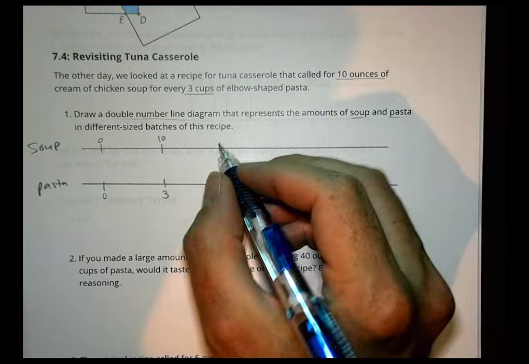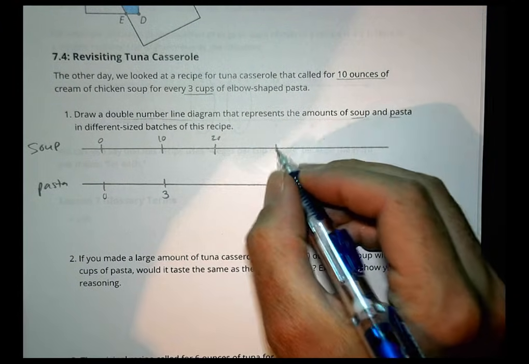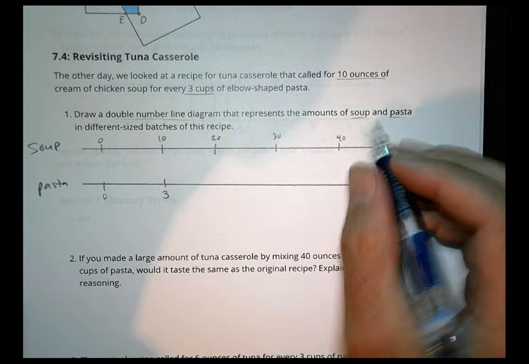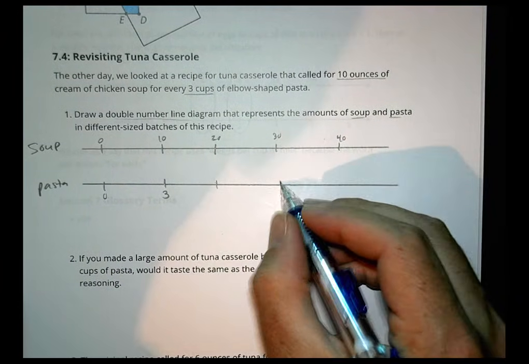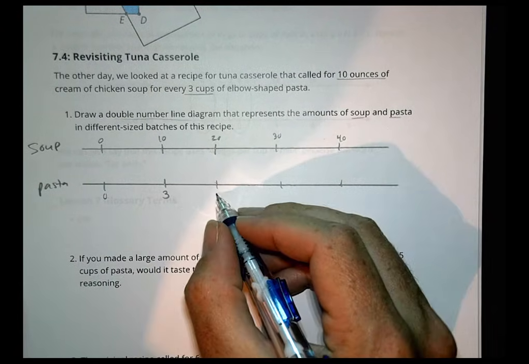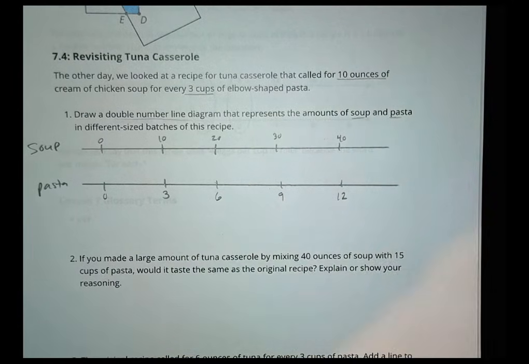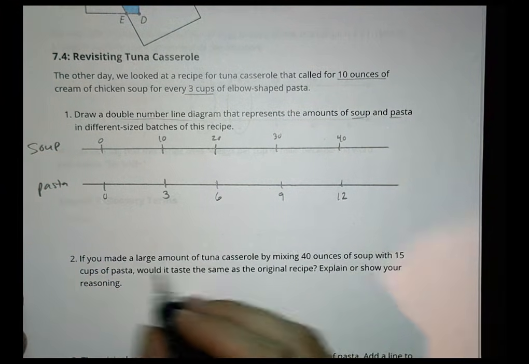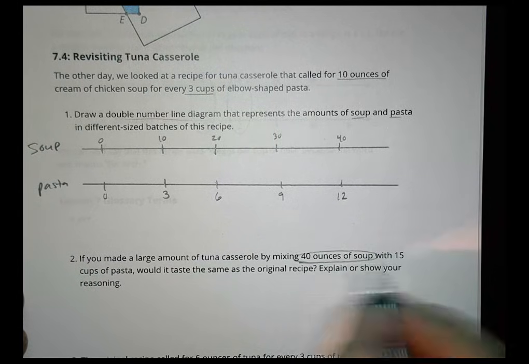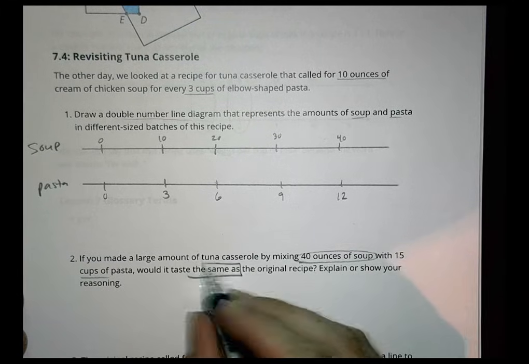I could continue that around and say let's go with 20, let's do a 30, and let's do a 40. Let's do a lot more there, right? So by 10, here we're counting by 3, and with 3, 6, 9, and 12. Looks like a lot of fun there. If you made a large amount of tuna casserole by mixing 40 ounces of soup with 15 cups of pasta, would it taste the same? So same would be what?